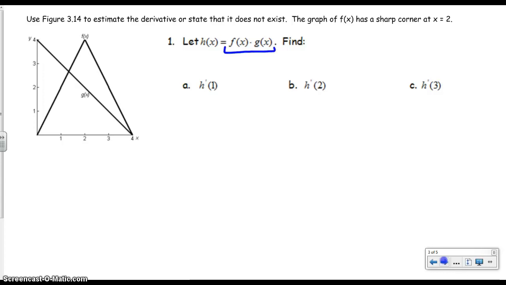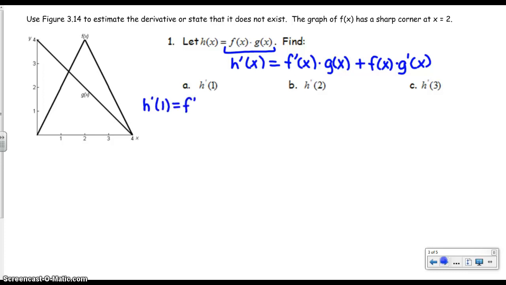So the first equation they want us to do is f of x times g of x. So if you're going to find the derivative of this, h prime of x, you want to write out the product rule. So the product rule again is f prime of x times g of x plus f of x times g prime of x. So we're going to refer back to this rule when we're finding the derivative at certain points. So if we want h prime of 1, we want to do f prime of 1, g of 1, plus f of 1, g prime of 1.